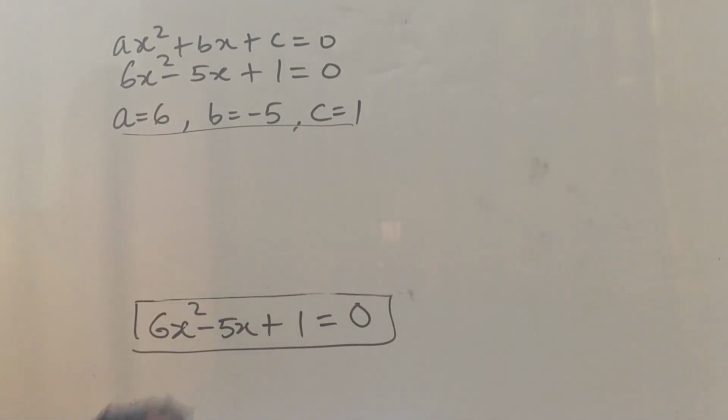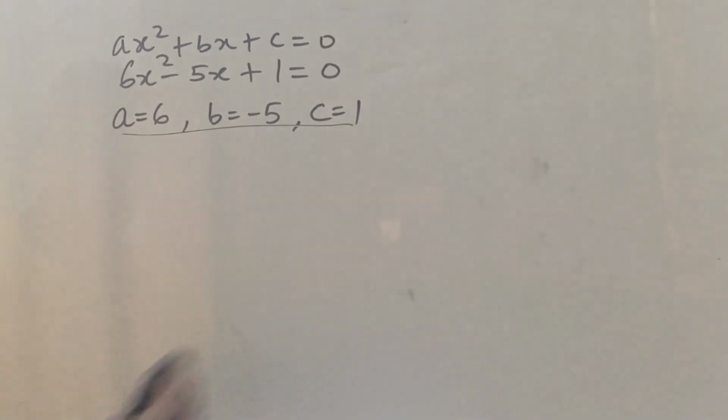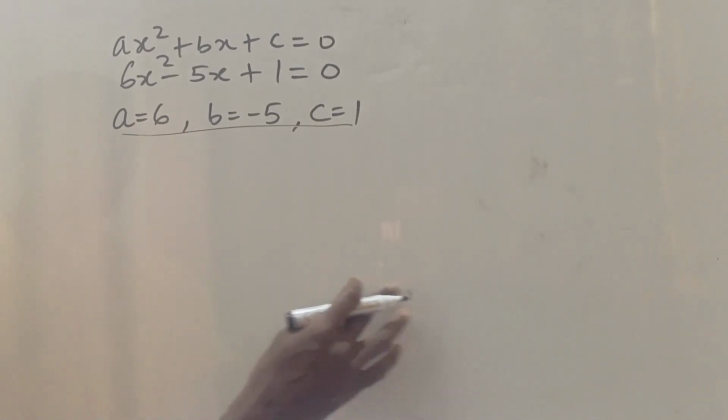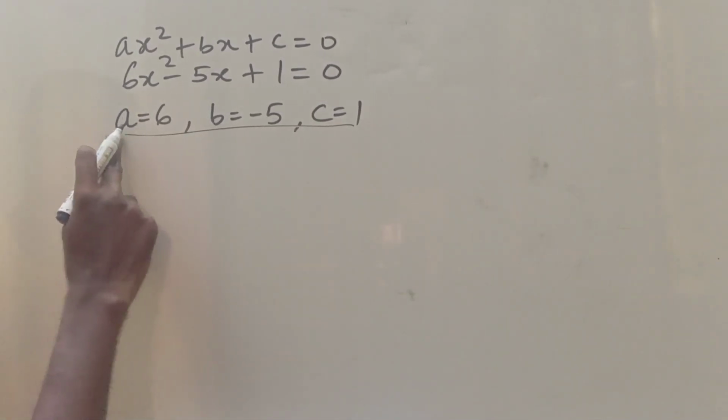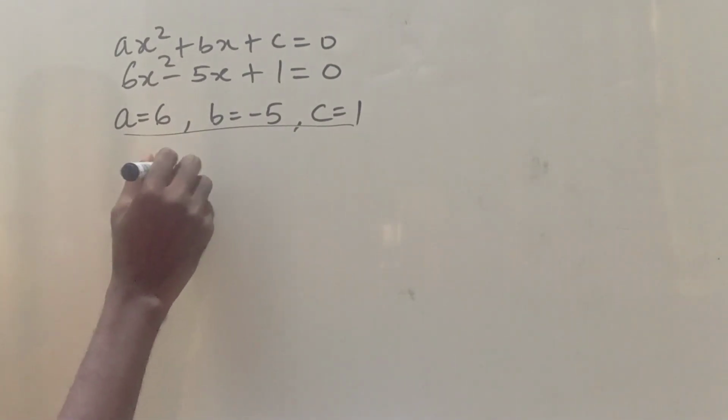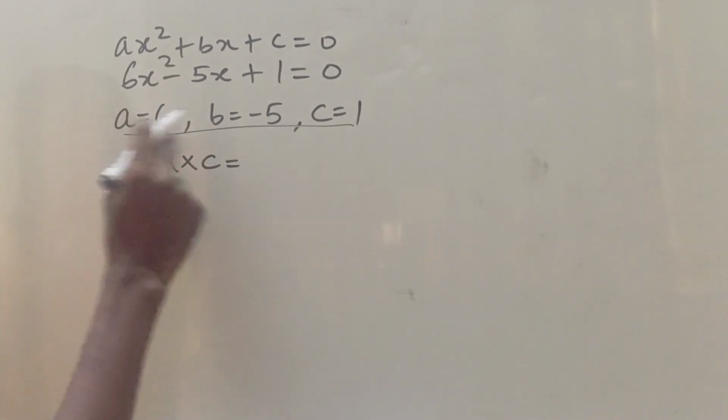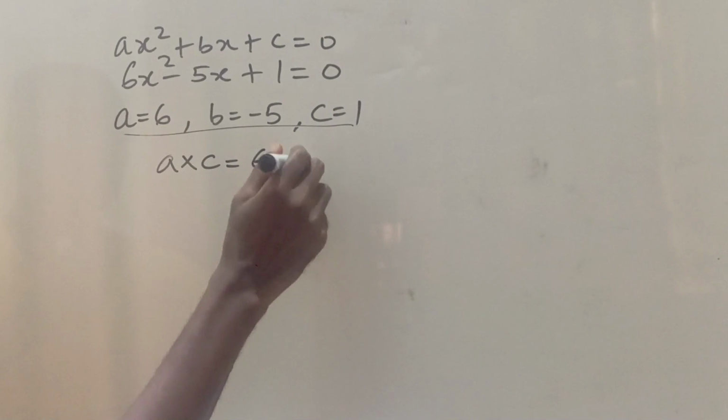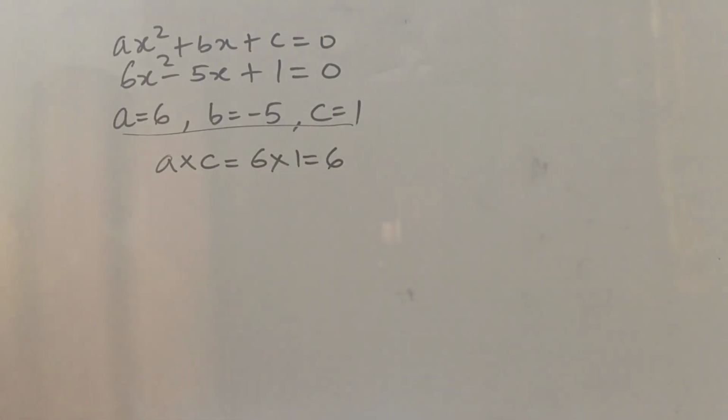Now, before we solve further, there is something you have to check. But before we check that, we have to know the product of a and c. A multiplied by c, which is 6 times 1, which is 6.